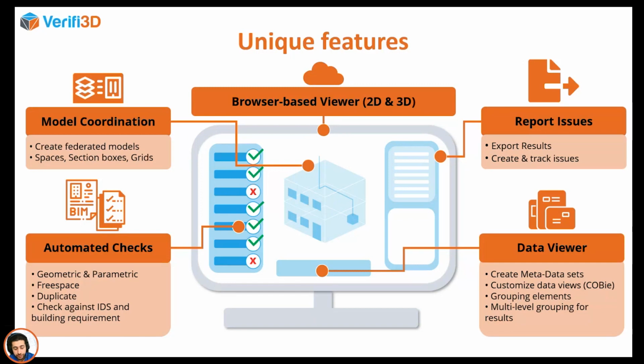Also, we have a data viewer. The data viewer is a feature that creates customizable data sets and multi-level grouping. One of the use cases in this case can be COBie spreadsheets. Verified is in the early stages of supporting COBie sheets, and it's still evolving. Currently, Verified supports the early design worksheets, including the facility worksheets, type worksheets, and so on. And most importantly, all of this is happening in the browser, where you can navigate through your files in 3D and also in 2D.